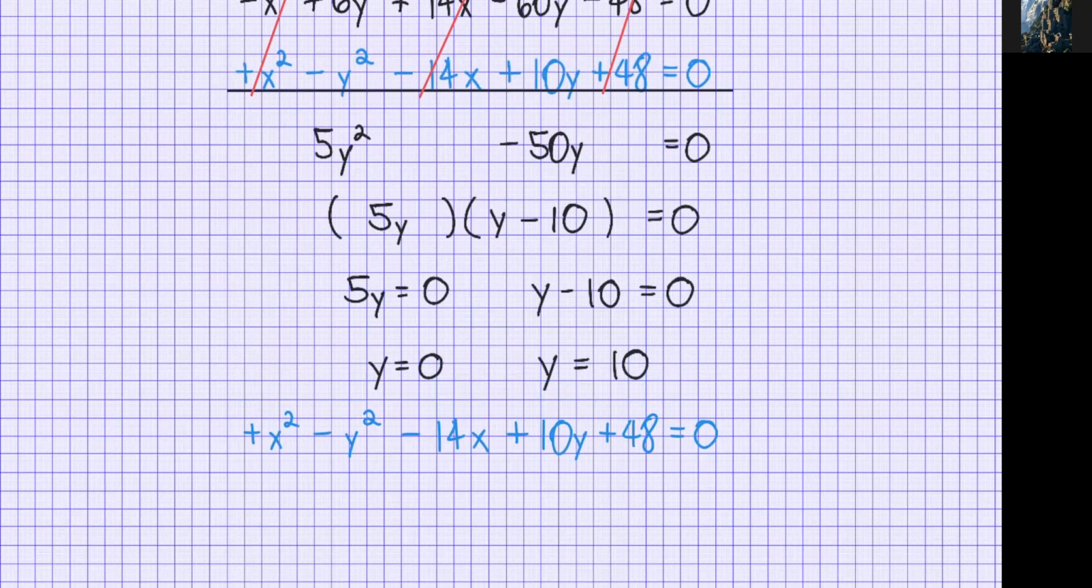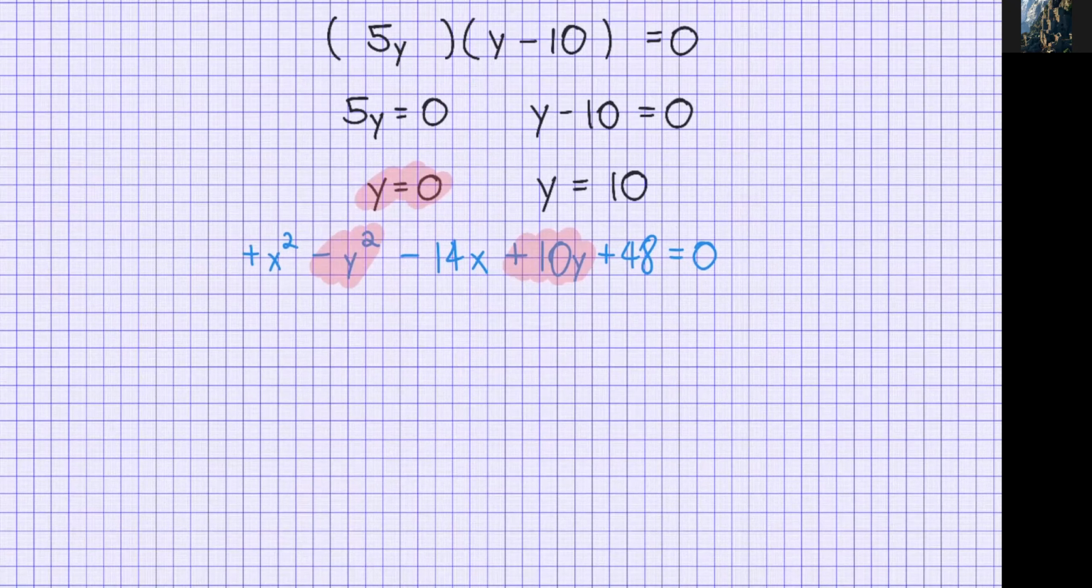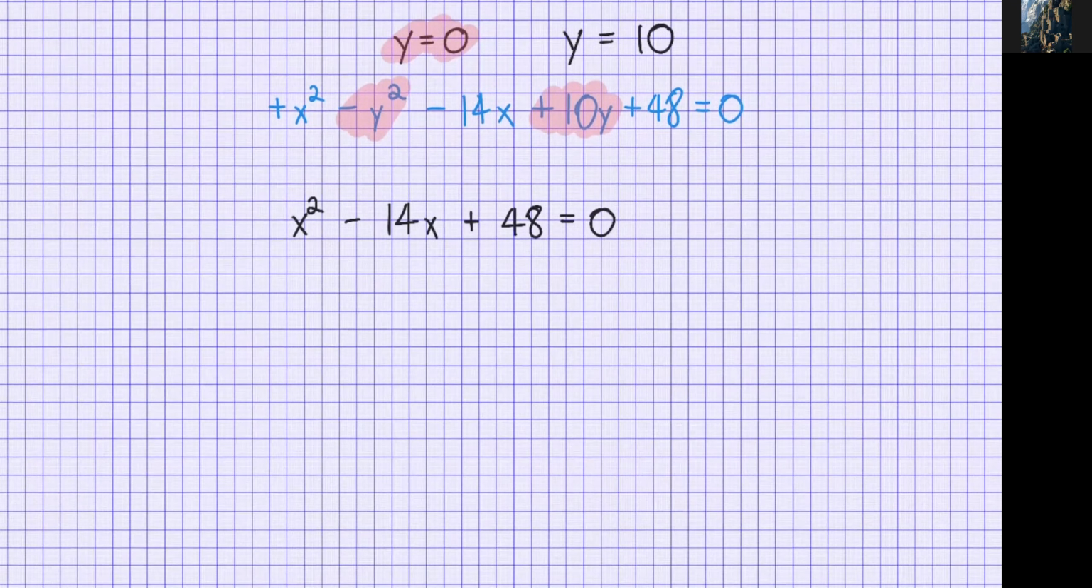And let's substitute this y as 0. And this will automatically make this term disappear and this term as well. So I end up with x squared minus 14x plus 48, and this equals 0. So now I have a trinomial. So I need to factor this. So I'm going to open up both of my parentheses, and this will equal 0.